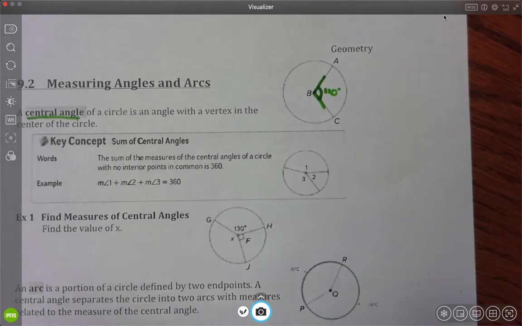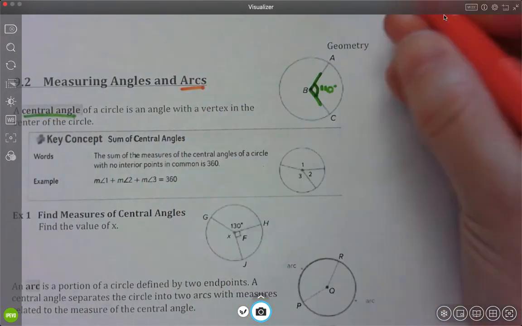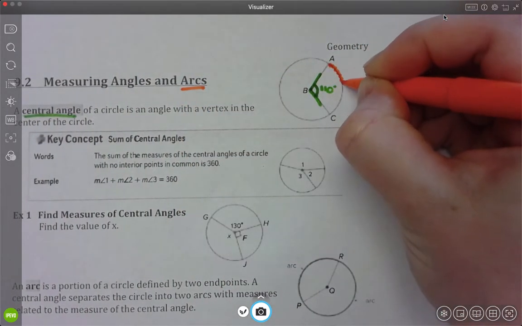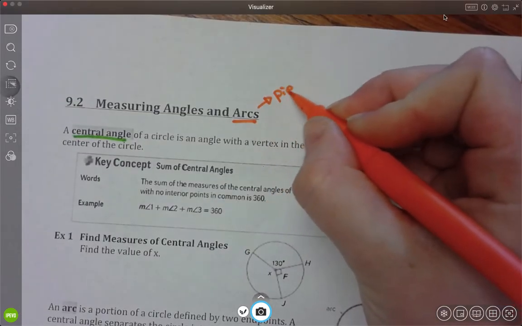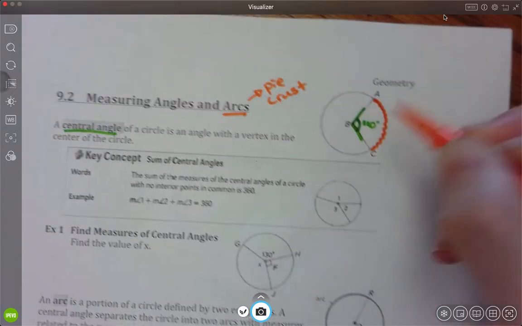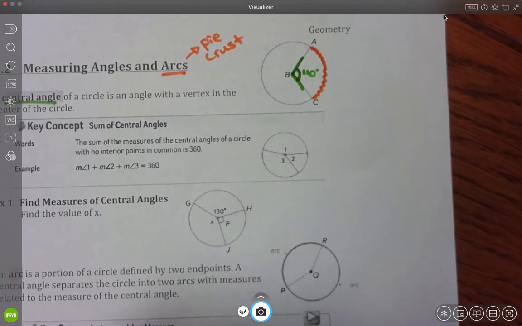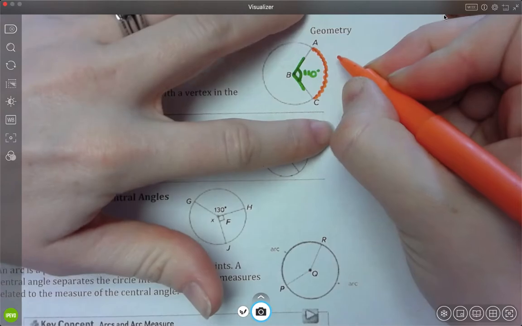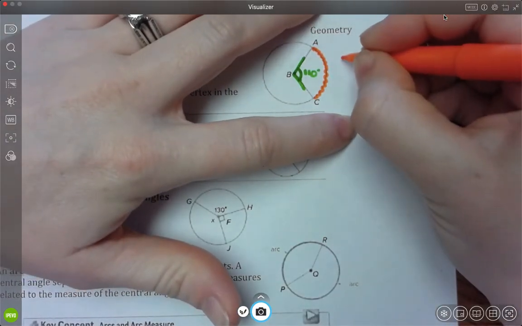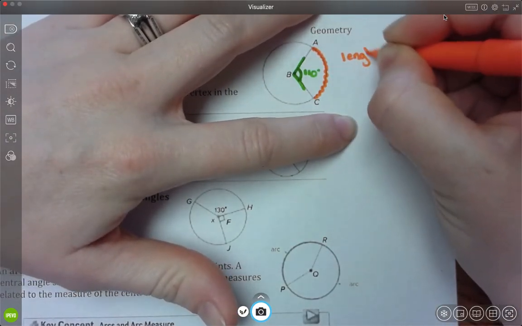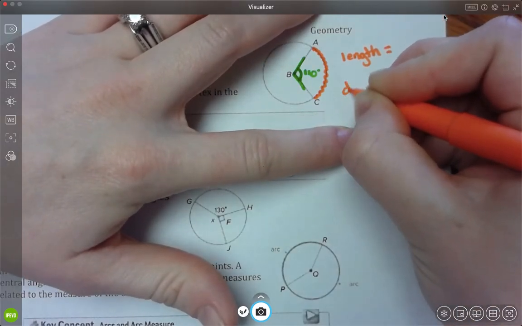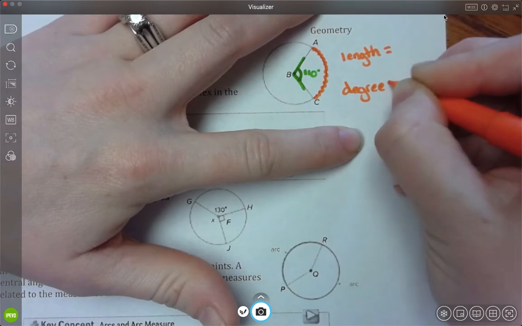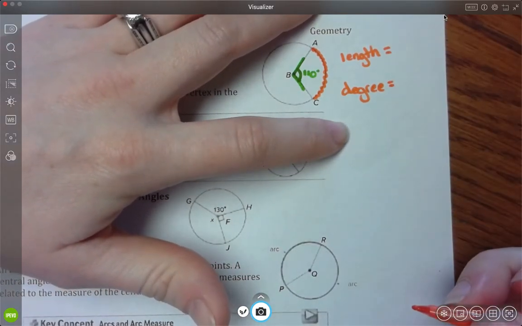Okay. Now they're also going to talk about arcs. An arc is just this crust on the pie. That's what an arc is, the pie crust. And the pie crust will have measurements also. This pie crust, or the arc, will have a length measurement, and it will also have a degree measurement. So it has two different measurements that it goes off of.